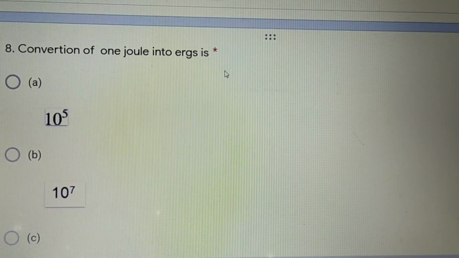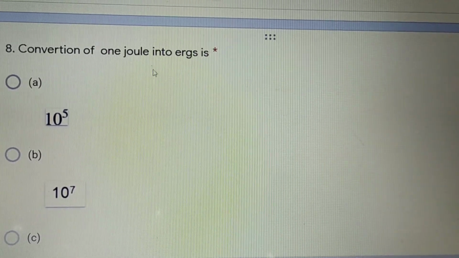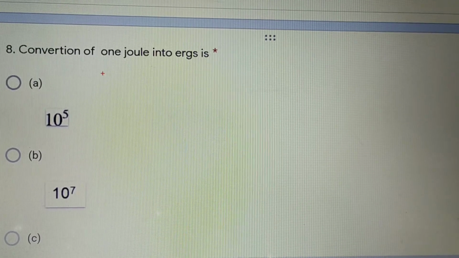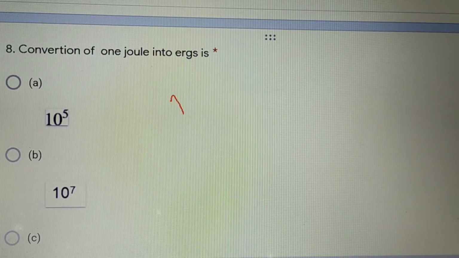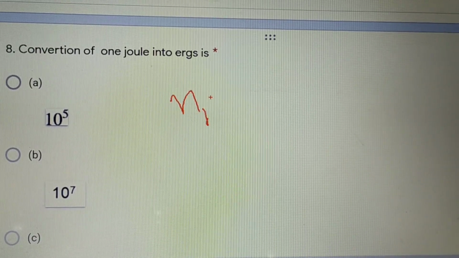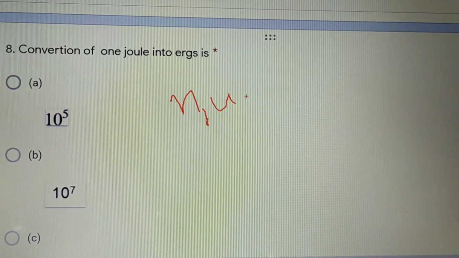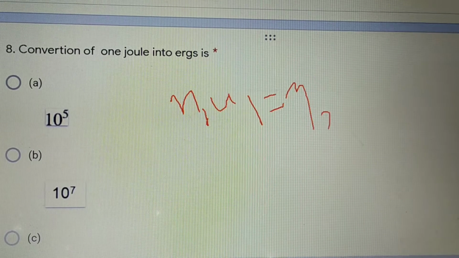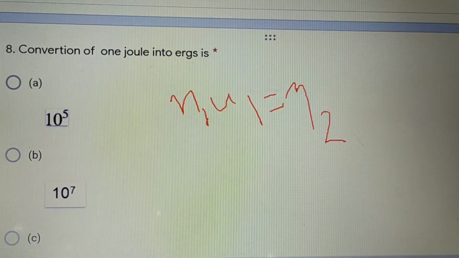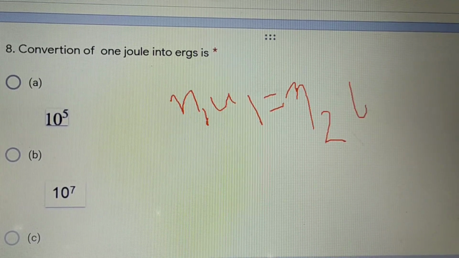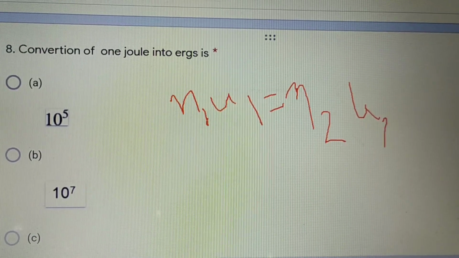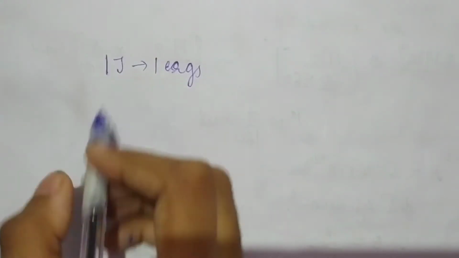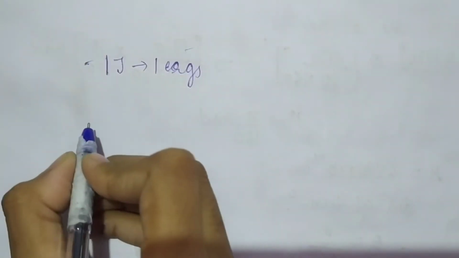The next question says, the conversion of 1 joule to erg will be. How can we convert 1 joule to erg? We already know the formula, n1 u1 is equal to n2 u2. We have already discussed it in the class, n1 u1 is equal to n2 u2, and we already know what n1, n2, u1 and u2 are. Now we have to convert 1 joule to erg. How can we do so?